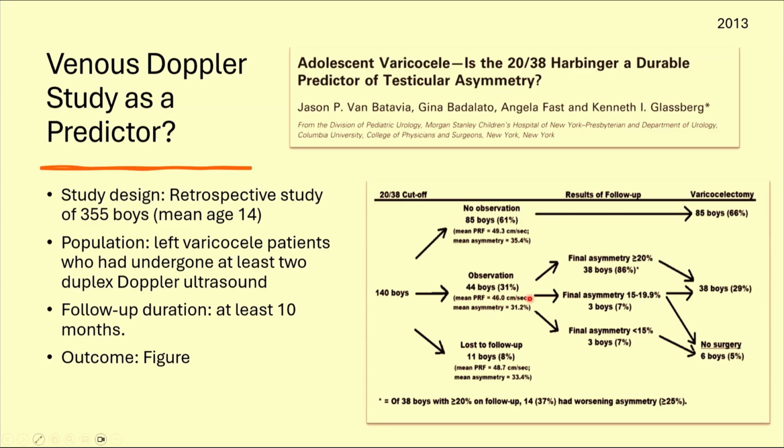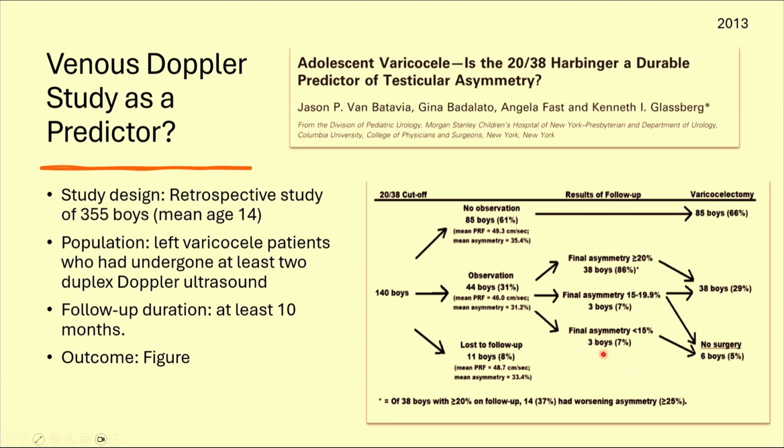And what they found is that those who had, from the beginning, the 20% difference and the 38 peak retrograde flow rate, roughly around, let's say, 68 plus 70, which is 93%. So 93% of his population who presented with 20% difference and 38 peak retrograde flow rate had a progressive or persistent asymmetry.